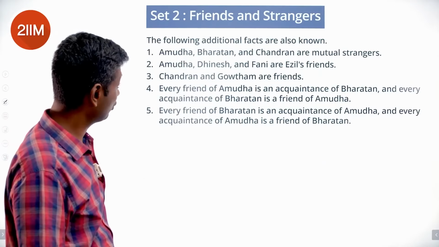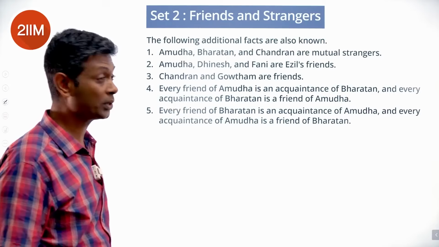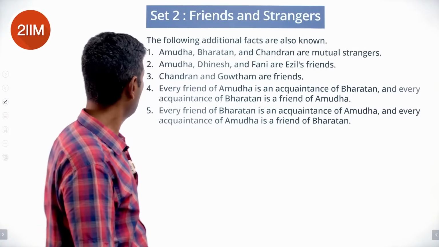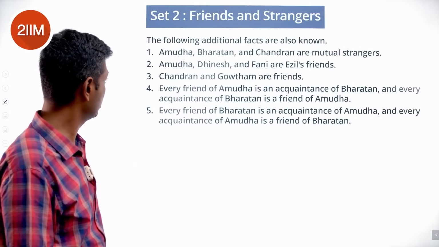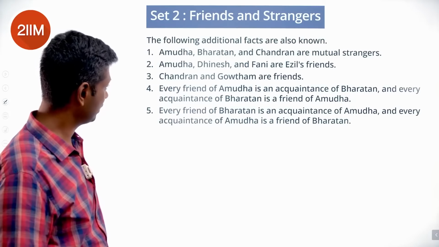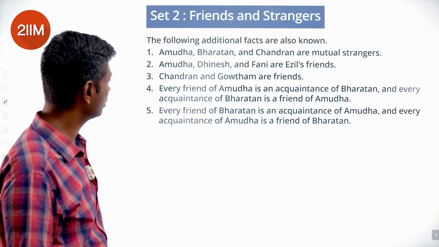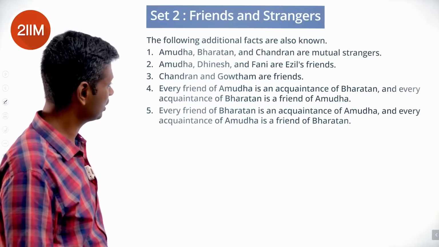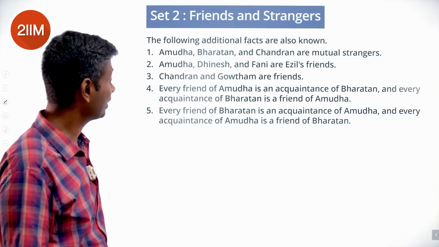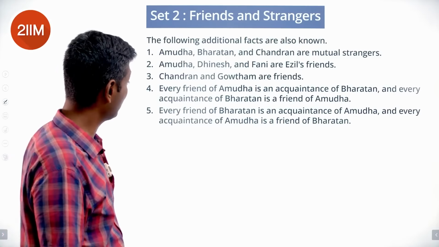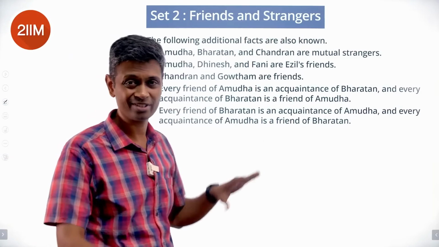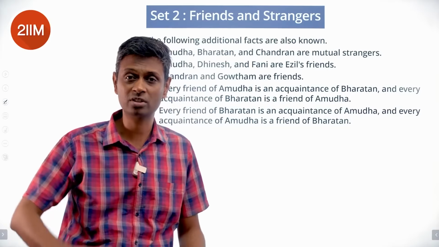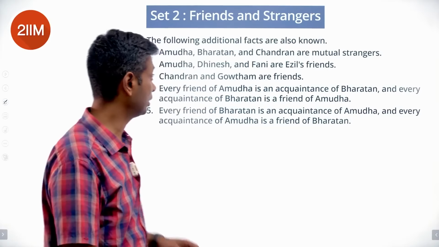The following additional facts are also known. Amudha, Bharatan and Chandran are mutual strangers, which helps. Amudha, Dhinesh and Fani are Ezhil's friends. Chandran and Gowtham are friends. Every friend of Amudha is an acquaintance of Bharatan, and every acquaintance of Bharatan is a friend of Amudha. Every friend of Bharatan is an acquaintance of Amudha, and every acquaintance of Amudha is a friend of Bharatan. Both just the same, flipped 2 ways. I think just a bit to throw us off our game a little bit.